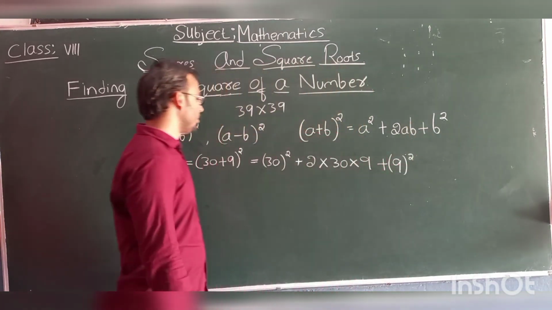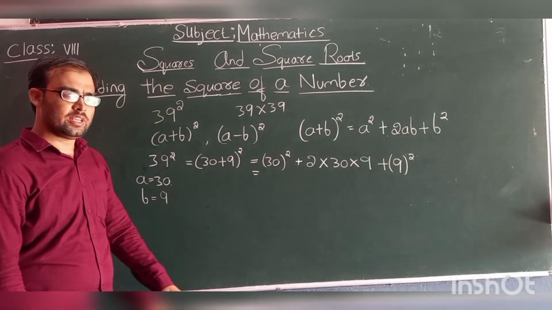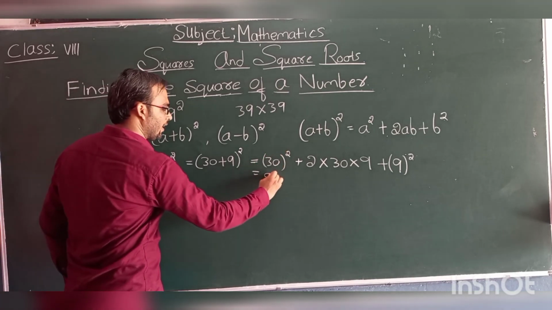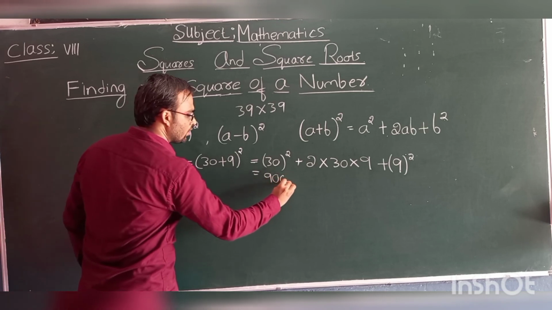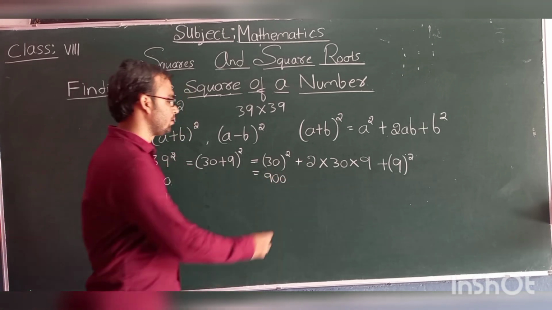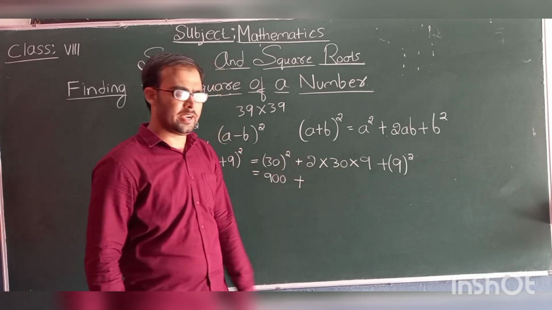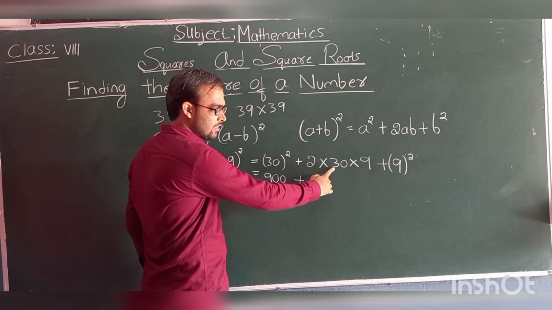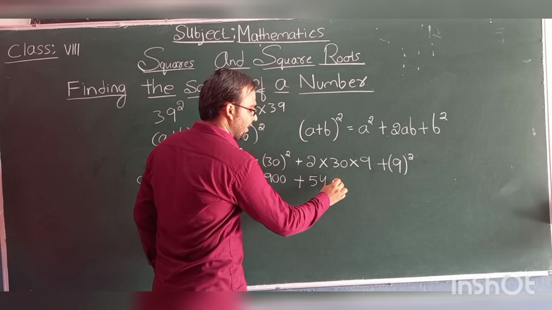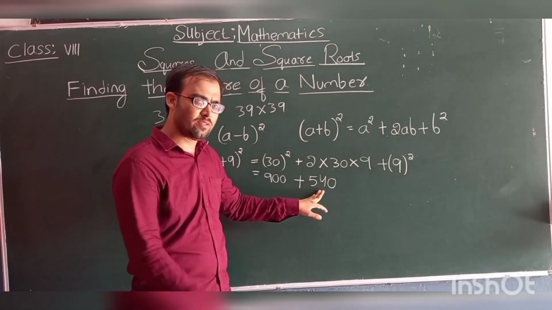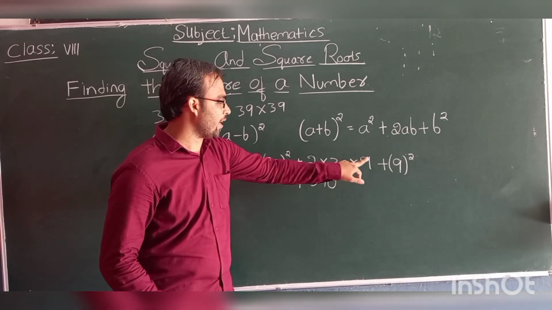Now, look here, we can find the square of 30 easily. 3 3s are 9, and if there is one 0 in the number, there will be 2 zeros in the square. We have learnt this already. Plus, now 2 into 30 into 9. 2 3s are 6, 6 9s are 54. As 0 is there, you can add 0. This is an easy way of multiplication. Instead you can do 2 into 30, 60, 60 into 9, 540.